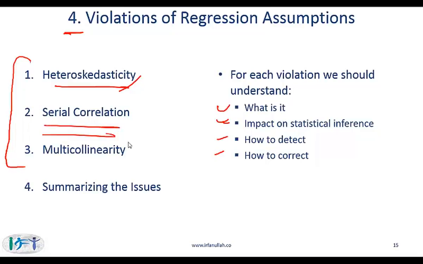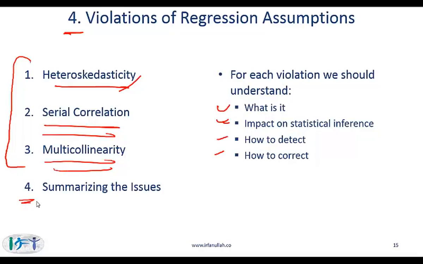Another possible violation is serial correlation, where the error terms are correlated. The third possible violation that we'll discuss is multicollinearity, where the independent variables have some relationship with each other. Those are the three major ones.